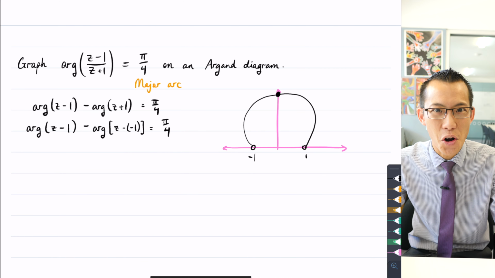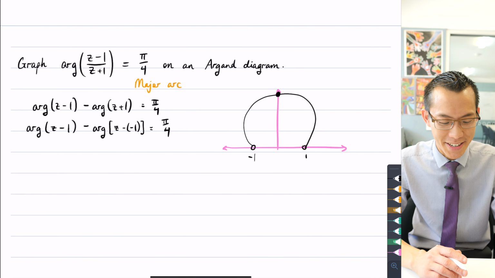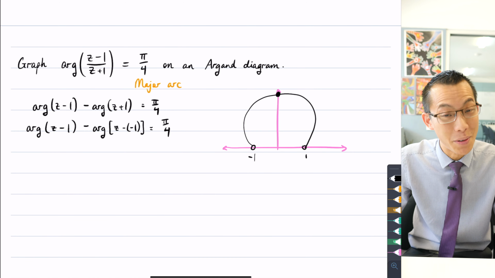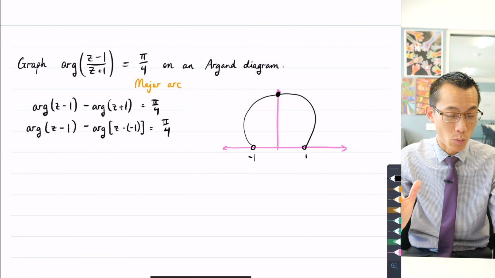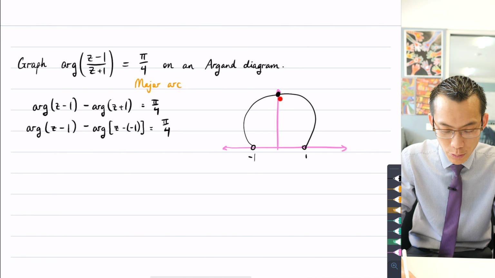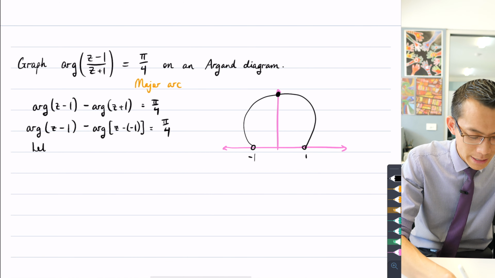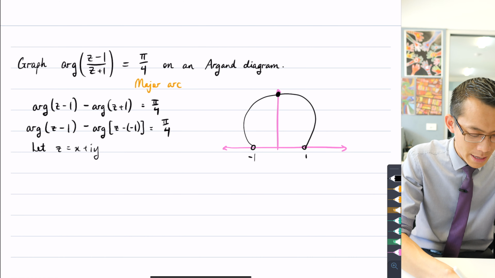Now that is the way that I go about it, but when you have a look at this question, it is not set up at all to let x equal 0, because there aren't even any x's in the equation. So we need to introduce them. To get toward a Cartesian equation, which is in x and y, and to solve for a point which has an x and a y component, I need to say, let's let z equal x plus iy.